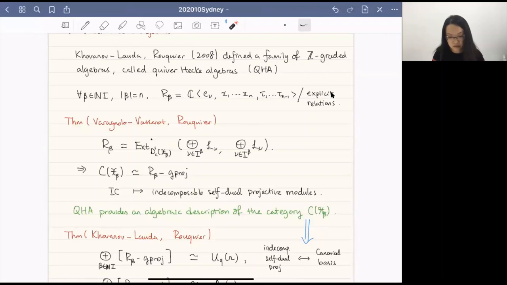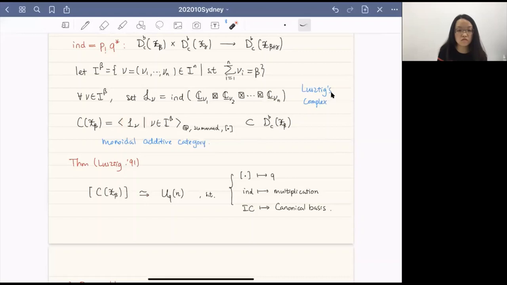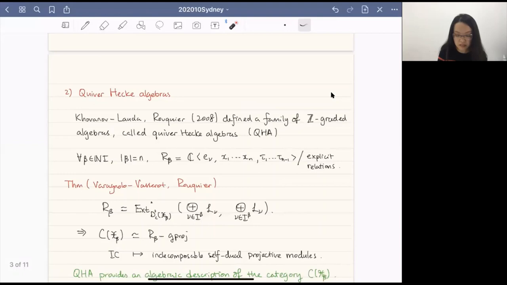And then the relation with Lusztig categorifications is provided by the following theorem by Varagnolo, Vasserot, and Hecke, which says that this graded algebra R beta is isomorphic to the extension algebra of this direct sum of Lusztig sheaves defined above. So in other words, as the category Cx beta was defined, the direct sum of this L nu is just a generator for this category. And then R beta precisely describes all the maps between these generators.